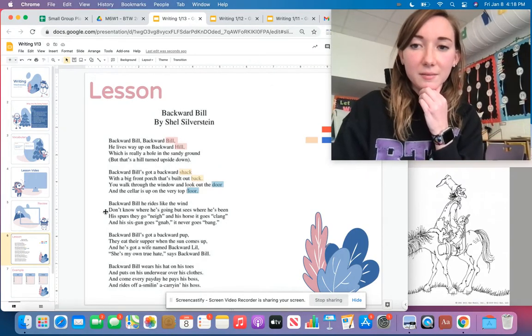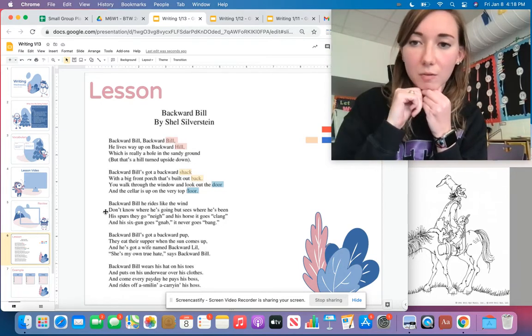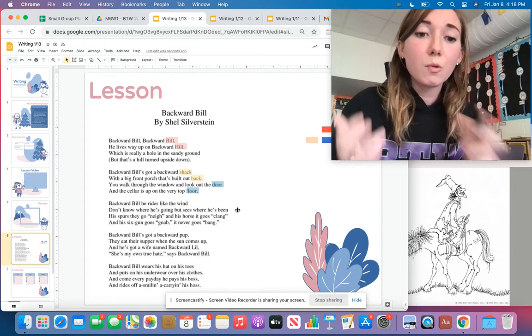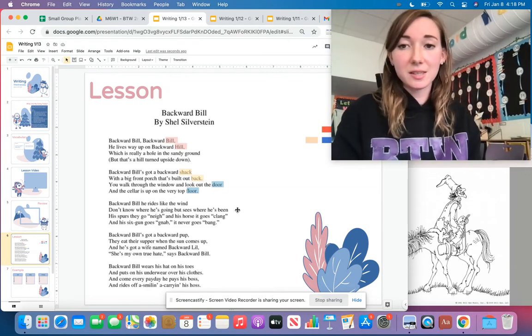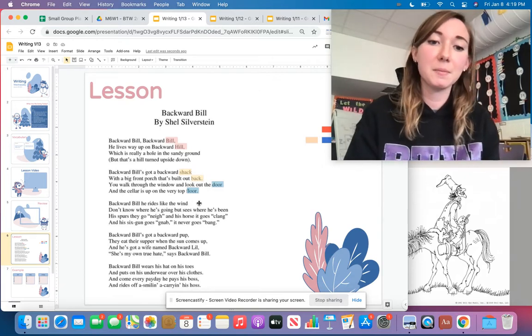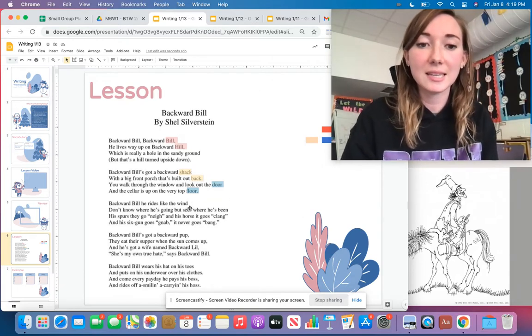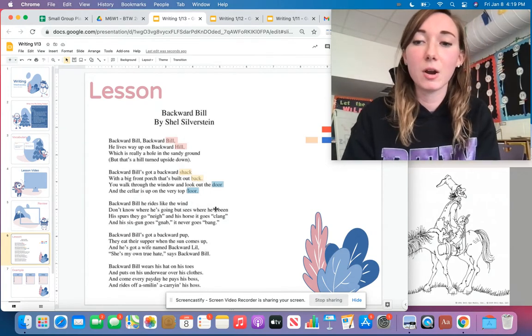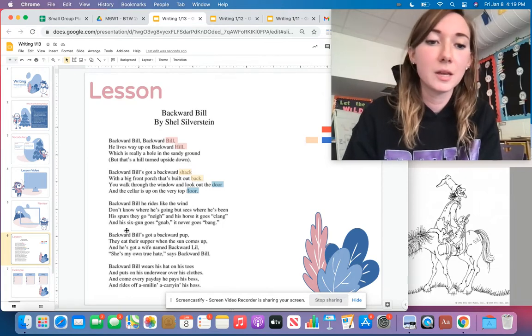What do you think? Thumbs up if they rhyme, thumbs down if they don't rhyme. Wind and been. So wind and been have similar sounds at the end. They're very, very close, but they are not exactly a rhyme because they both don't have that d sound at the end of the word. So wind and been don't exactly rhyme, but they are very, very close.